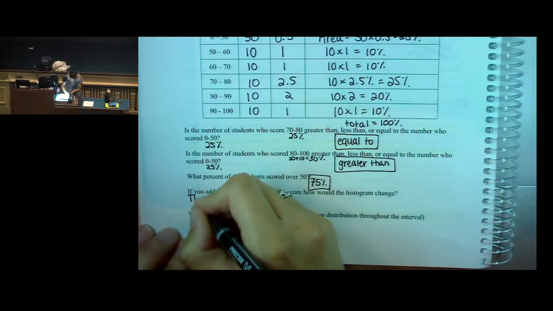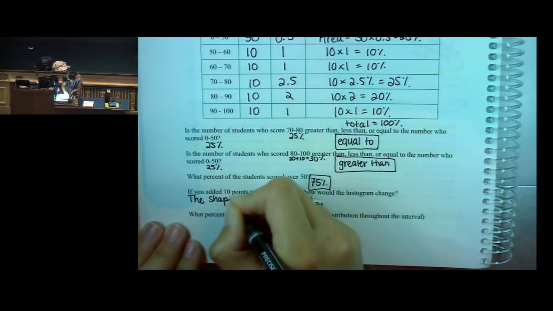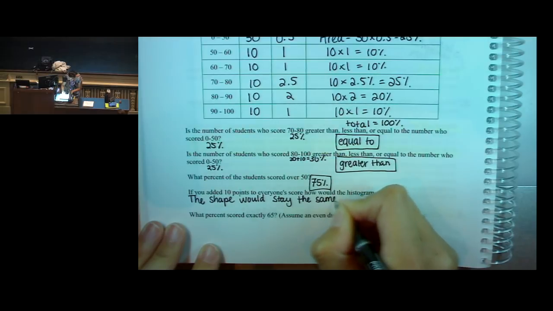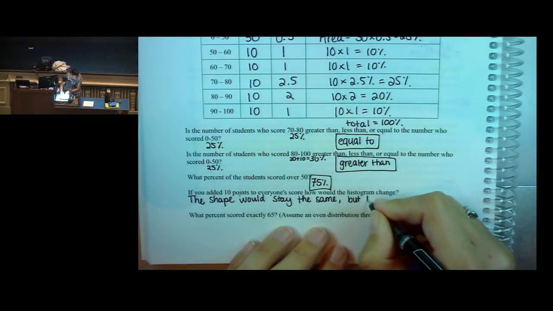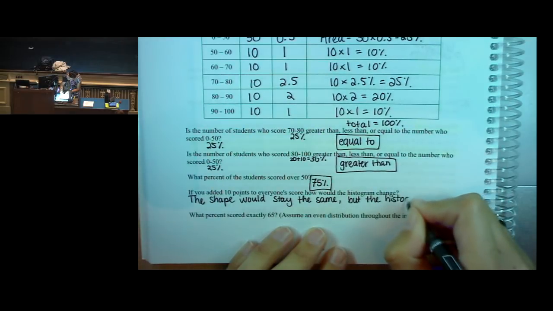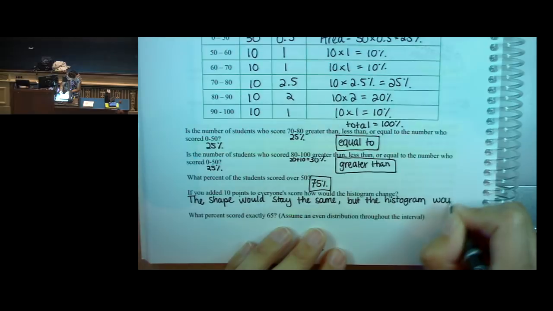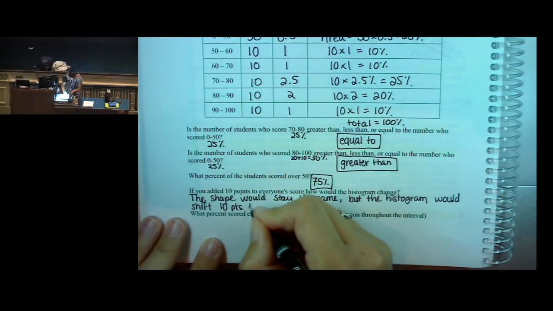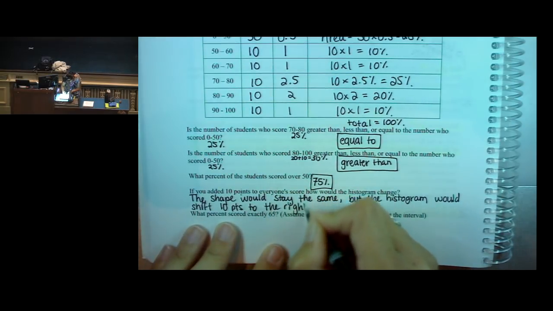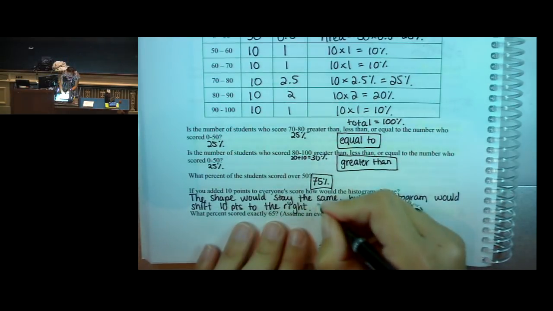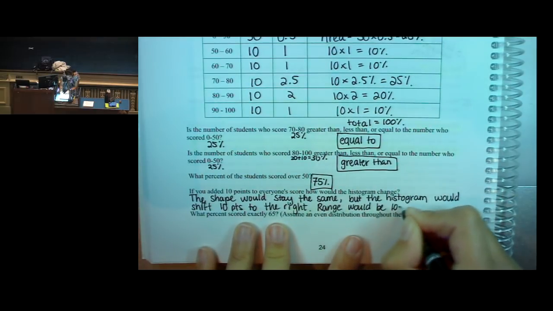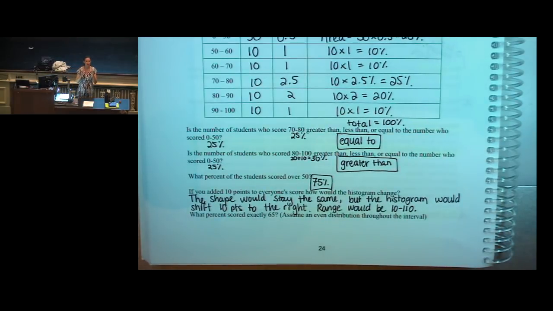So I'll say for this one, how would the histogram change? I'll say the shape would stay the same, but the histogram would shift 10 points to the right. And then again, you can also say the range would change. The range would be 10 to 110. Still a range of 100, just shifted over.